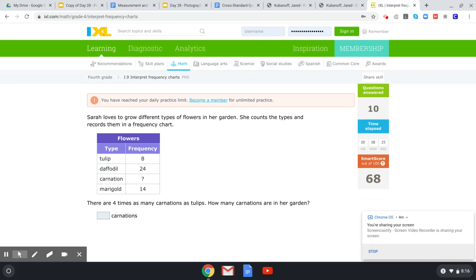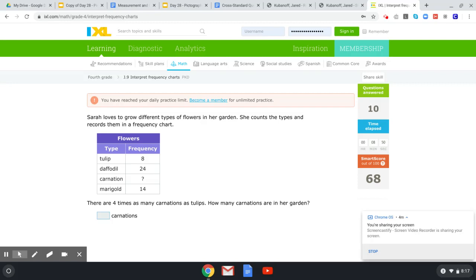This one, guys, I love. Let's look at this. Sarah loves to grow different types of flowers in her garden. She counts the types and records them in a frequency chart. Flower type is tulip, 8. Daffodil, 24. Carnation, marigold, 14. Ooh, look at this question. There are 4 times as many carnations as tulips.